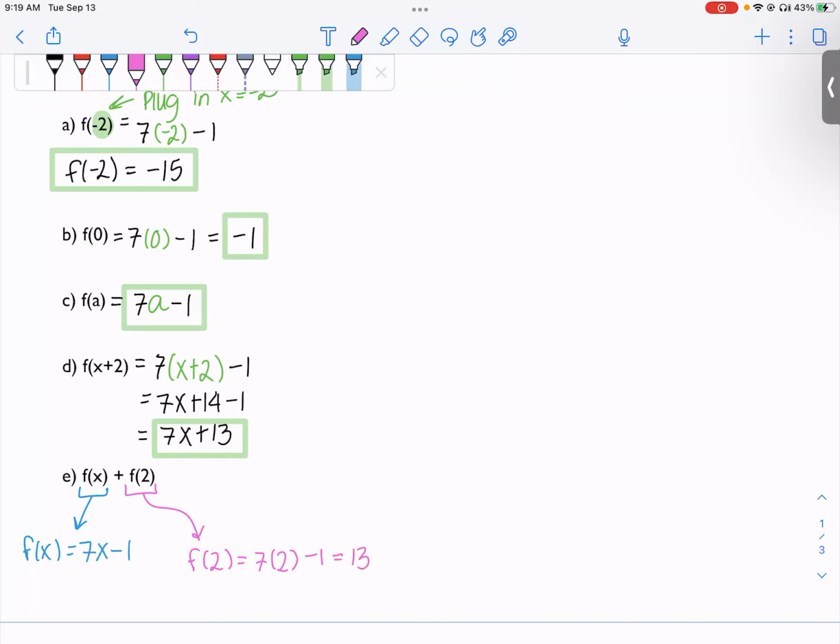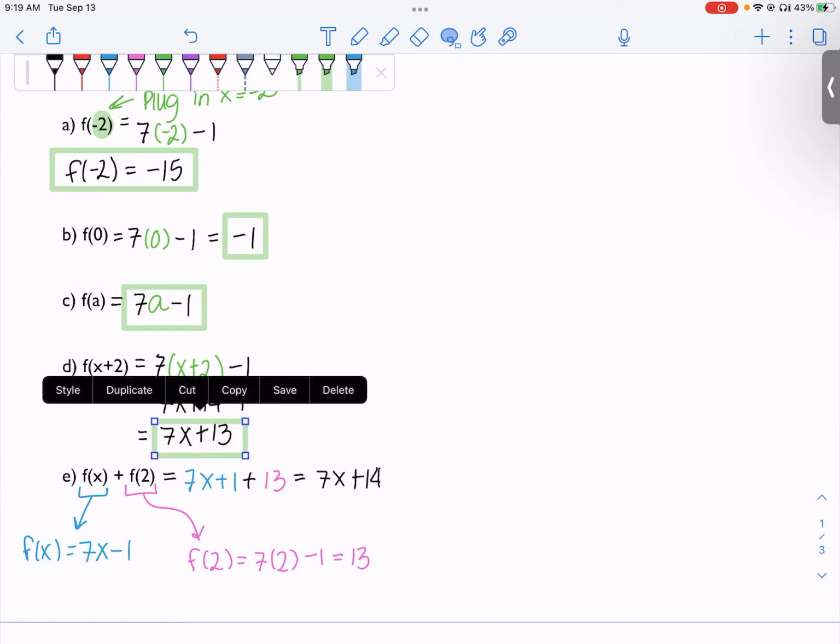F of x is 7x minus 1. Let's put those two things together. So instead of f of x, I have 7x minus 1. And instead of f of 2, I have 13. So I have 7x minus 1 plus 13. And that comes out to be 7x plus 12, which is different, right? That is different. The other one here was 7x plus 13.